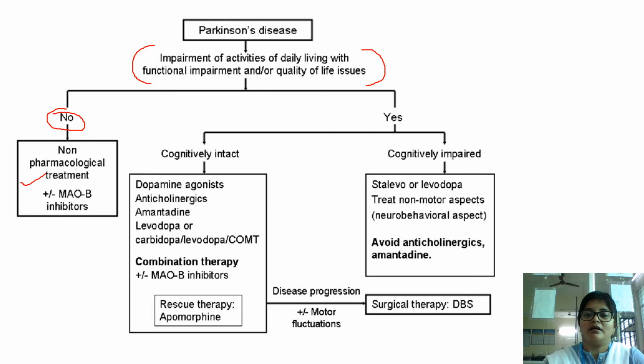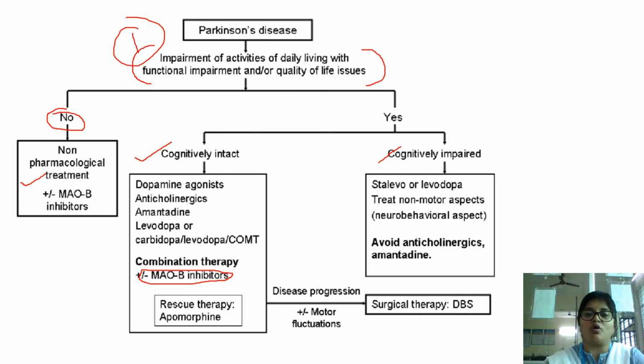Okay, and then if these symptoms are present, then again they will see whether they are cognitively intact or cognitively impaired. Their cognition is going to be seen here. So if they are cognitively intact, that means they don't have any cognitive problems, then they are going to be treated with dopamine agonists, anticholinergics, amantadine, levodopa, carbidopa, or other drugs, along with the combination of whether or not MAO-B inhibitors. And rescue therapy is with apomorphine.